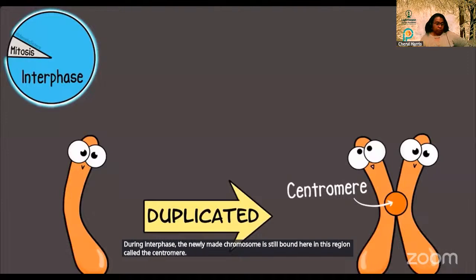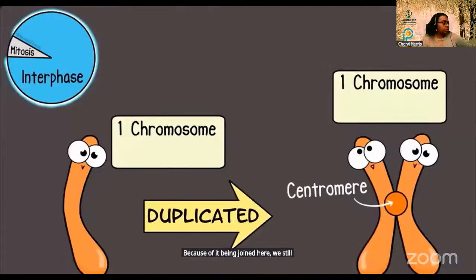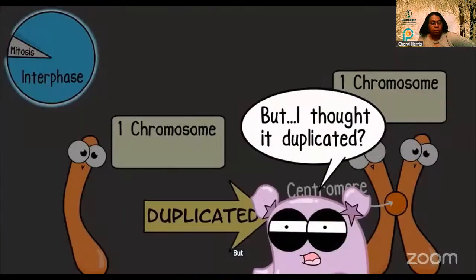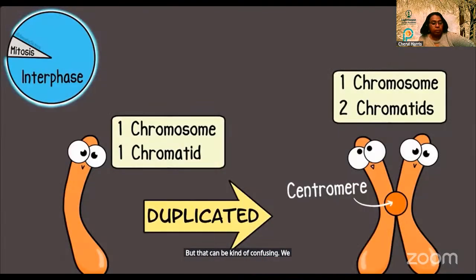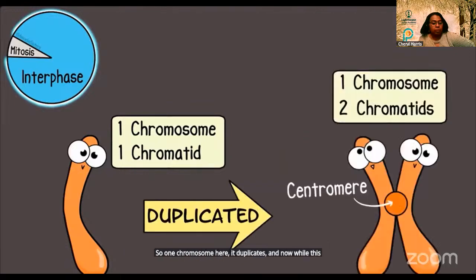By the way, this region does not technically have to be in the center of the chromosome. Because of it being joined here, we still count this as one chromosome unit. But that can be kind of confusing. We say that there are two sister chromatids. So one chromosome here, it duplicates, and now, while this is still attached, it's still one chromosome.